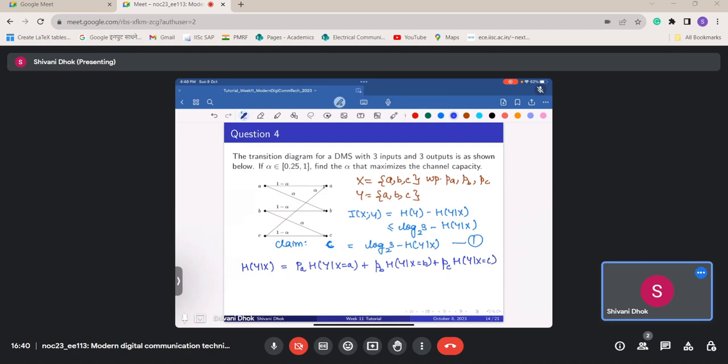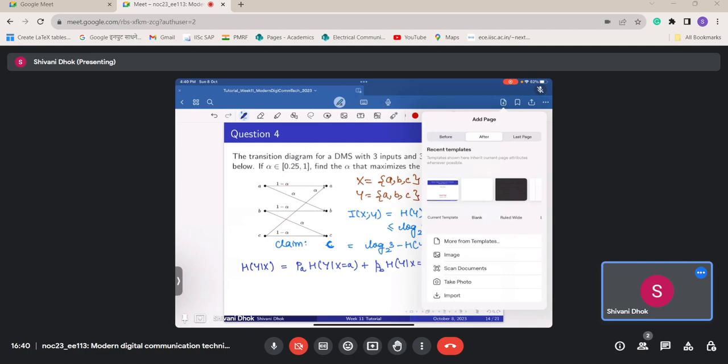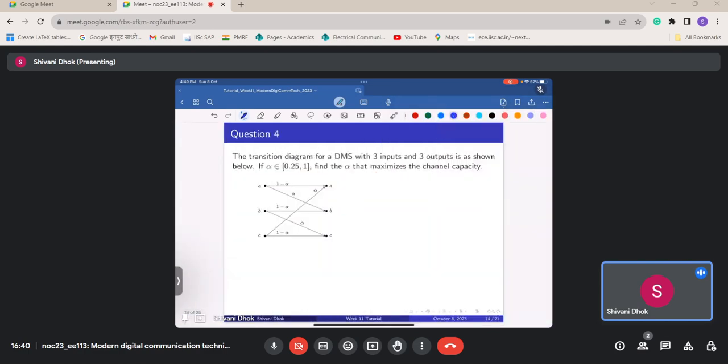Okay, so this we have here. So now let us try to find out all of these quantities one by one. I'll just repeat this same page. So let us find out h of y given x equal to a. Now if x is equal to a, the only two possible values of y are this a and b.